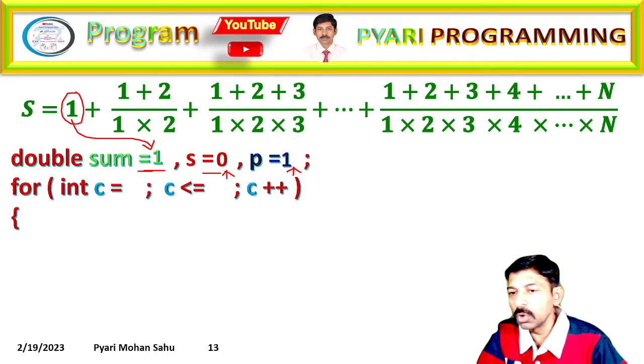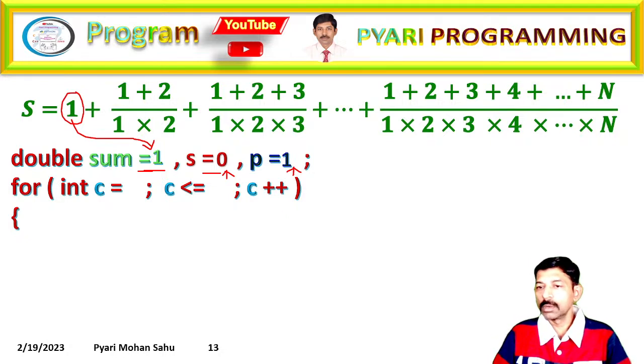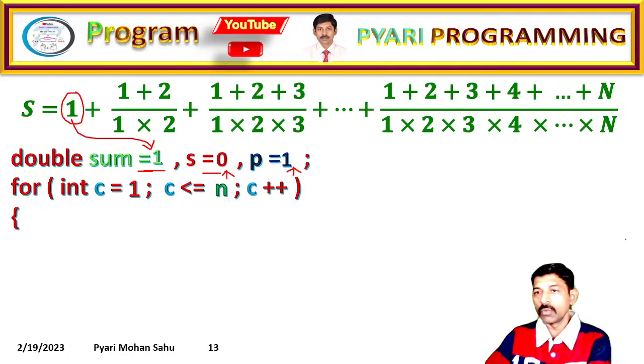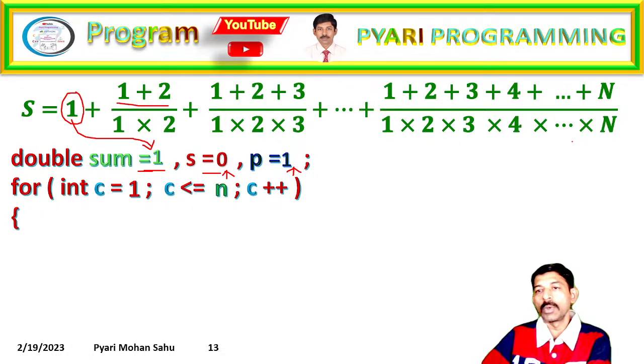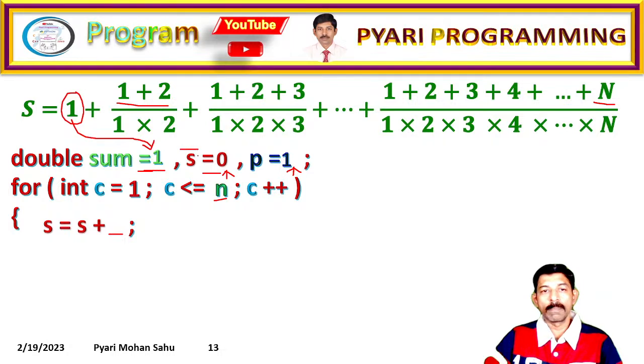Yes, Lorem, given c is equal to 1, c less than equals to N, c plus plus. Good answer. c is equal to 1 over here because I need to start from the term which is already available, less than equals to N, because I have to move up to N. Now this sum has to be calculated, 1 plus 2. So that's why initially it should be 1. Now I have to move up to N. So that's why it is less than equals to N. Now c plus plus. Now sum is equal to sum plus dash.